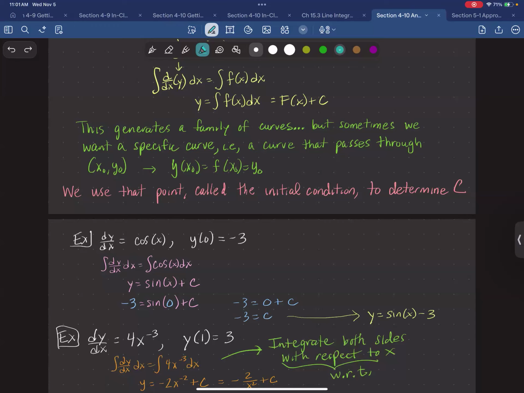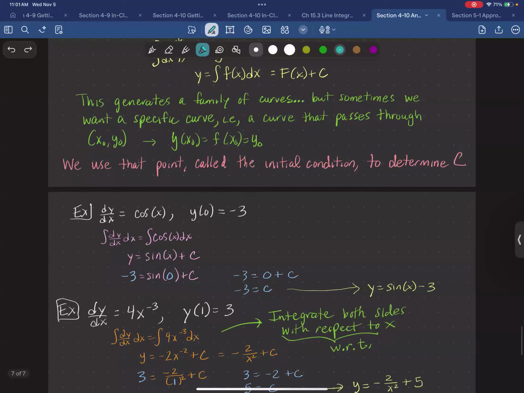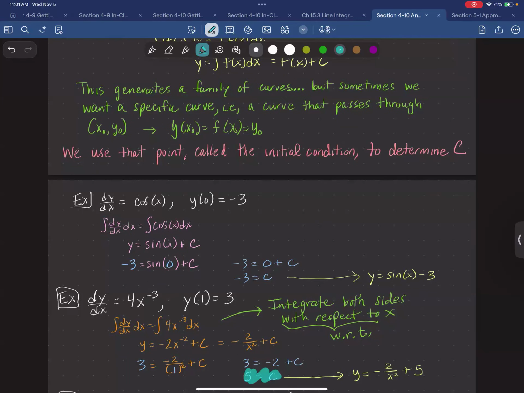We integrate the left, we just get y. Here we go up a power and we divide by the power. 4 divided by -2 is -2. And I rewrote this as x squared on the bottom because that's what the -2 exponent does. Then we're going to use the initial conditions. The 1 goes down here. The 3 becomes our y. So I have 3 equals -2 over 1 squared plus c, and I solve for c. I get c equals 5. I take my 5, put it back in for c, and rewrite the equation without the c in it.